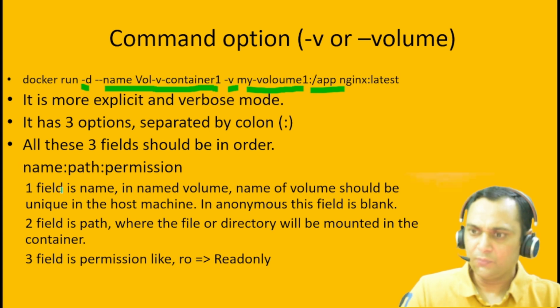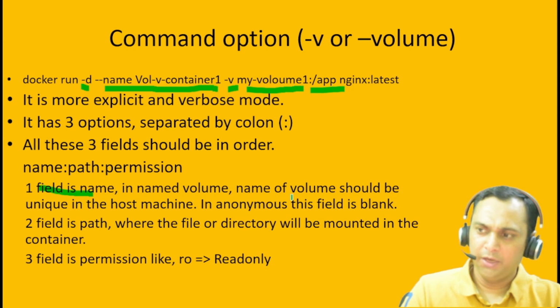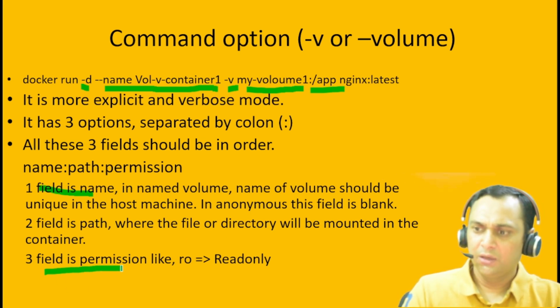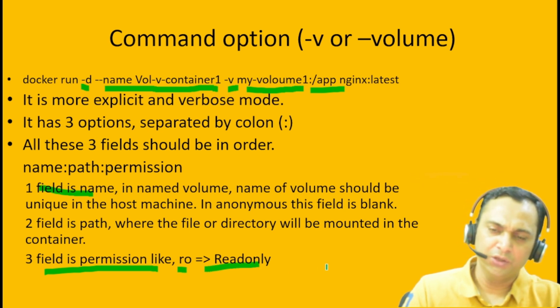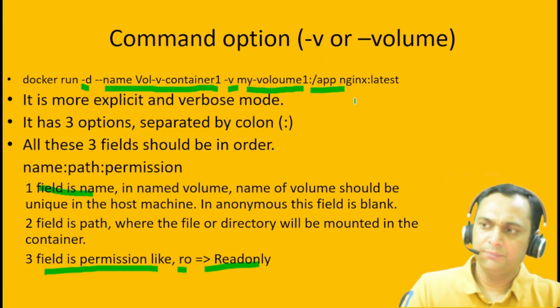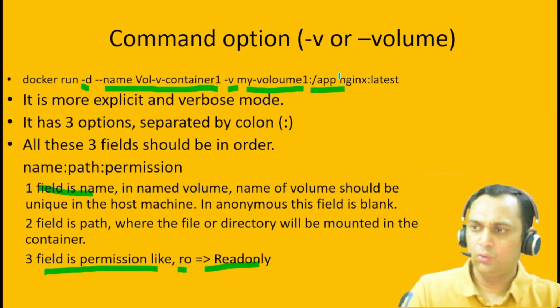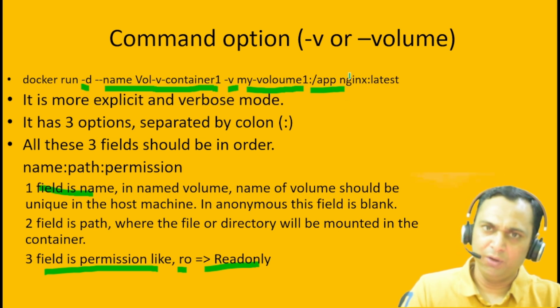The first field is name. The name of the volume should be unique on the host machine. In an anonymous volume, this field is blank. The second field is path, where the file or directory will be mounted in the container. So /app will be created and this volume will be mounted inside the container. The third field is permission, like ro. So ro refers to read-only, or rw for read-write. Whatever option you are giving here, colon ro. If I'm not mentioning this, by default it will take read-write permission.